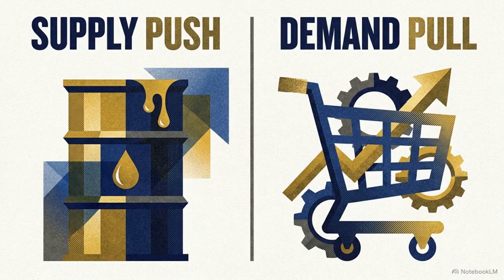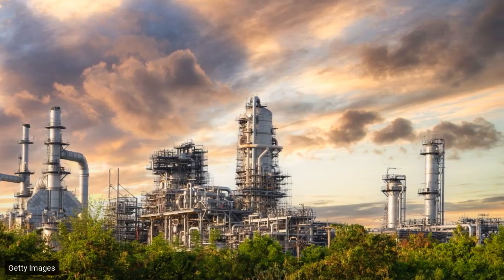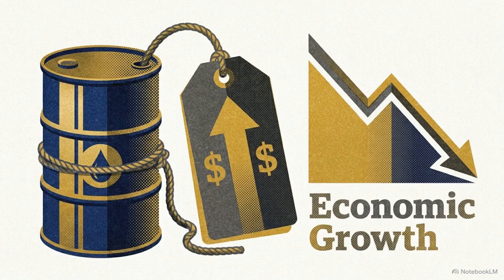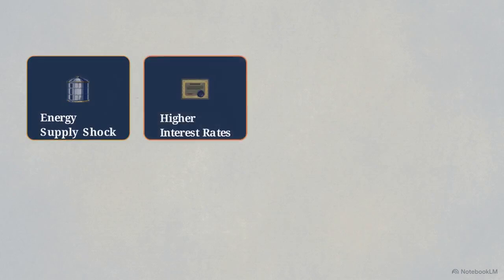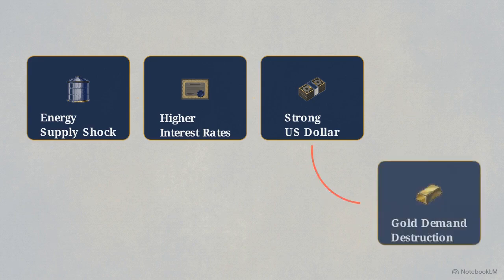The reality requires separating inflation into two distinct archetypes. Supply-driven inflation is triggered by sudden spikes in energy and shipping costs. This acts as a tax on the economy, slowing growth while simultaneously driving consumer prices higher. This flow path maps a hawkish policy trap. Central banks raise rates to fight energy inflation, which drives up the value of the US dollar. This strength creates immediate demand destruction for gold in international markets.